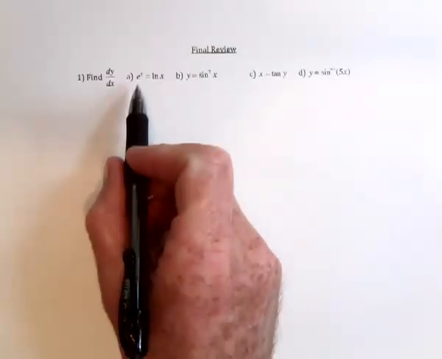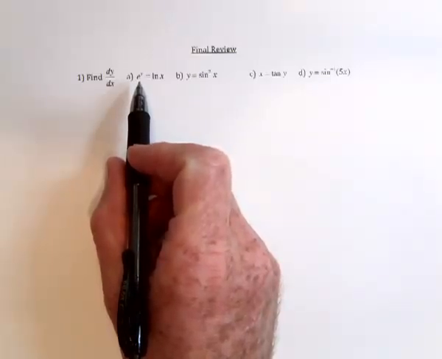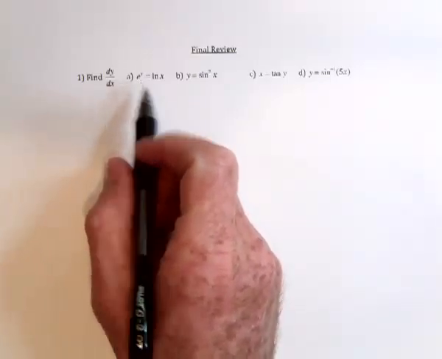So here we've got some review of derivatives. With this one, we could use implicit differentiation, or we could solve for y by taking natural log of both sides. Maybe for some extra fun, I'll use both.